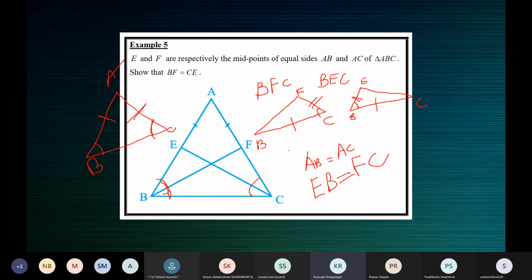So what rule does it make? SAS, ma'am. SAS congruence criterion. The two triangles are congruent. By CPCTC, we have BF is equal to CE. So BC is equal to BC, common side. Then another pair of equal sides, CF and BE, also given.